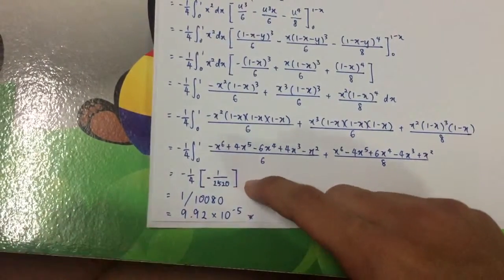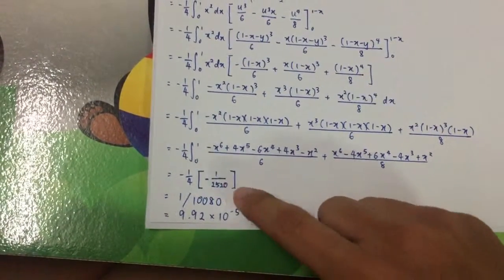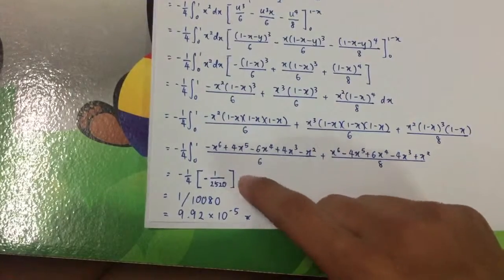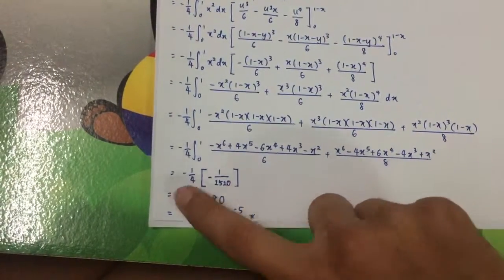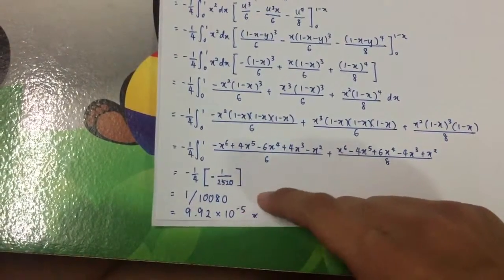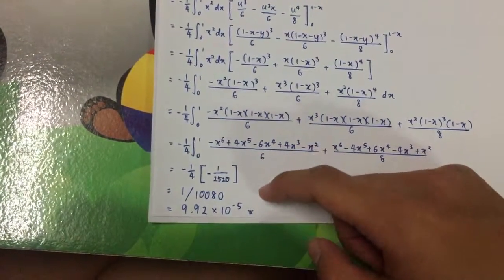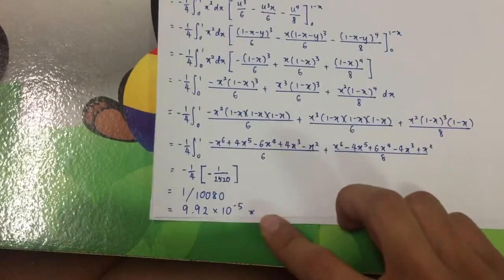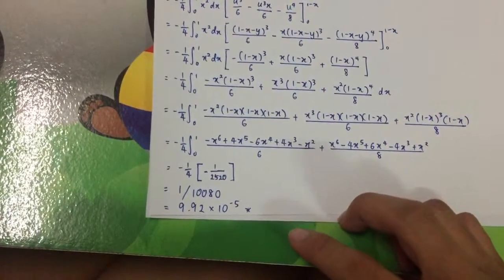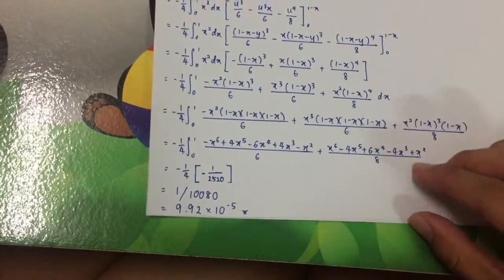So the final answer from the expansion will be -1 over 2520, and then we multiply it with -1 over 4, and the last answer will be 1 over 10080. Then we convert to decimal, it will be 9.92 times 10 to the power of -5.